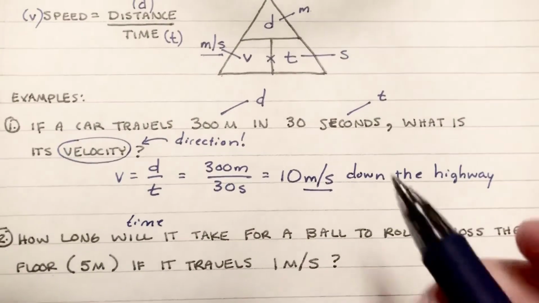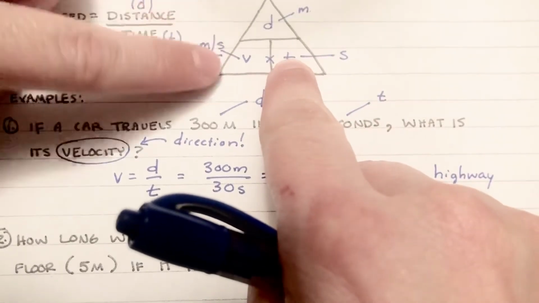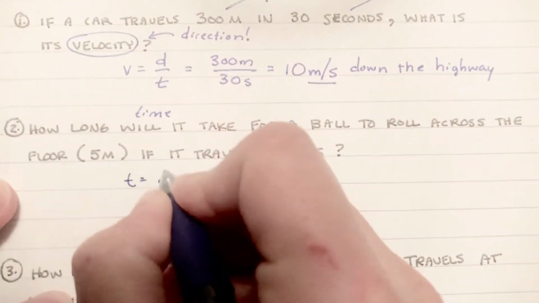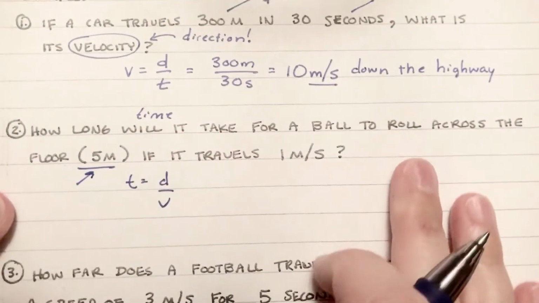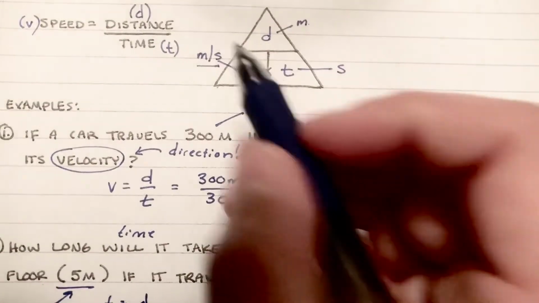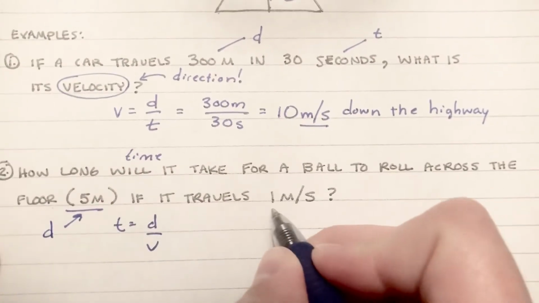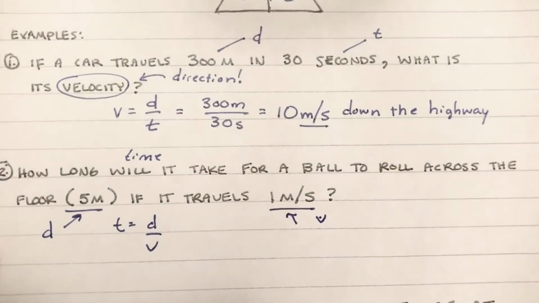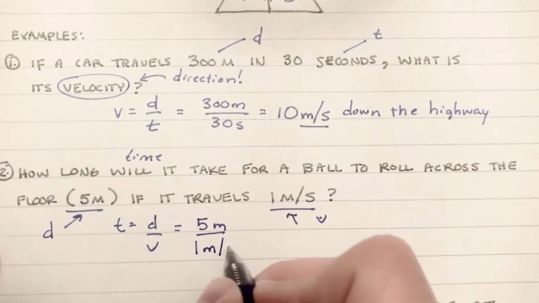So let's go back up to our little triangle right here. Time is what we're wanting, so time is distance divided by velocity. So let's go ahead and set that up really quickly. Time equals distance divided by velocity. So this right here, 5 meters. Again, if we go back up here and look at our triangle, meters is always distance, so we can label that as distance. And 1 meter per second, that's going to be our velocity or speed. So we just have to say 5 meters divided by 1 meters per second.